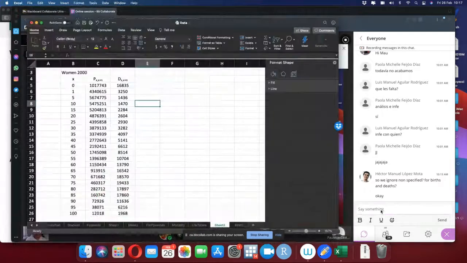Yes, Pau? Mau, perdón, fui yo otra vez. Para las muertes de 0 y 1 año, perdón, ¿cómo le hiciste? Ah, pero es que sí viene como dividido, ¿no? Yes. Gracias. Yeah, you're welcome.